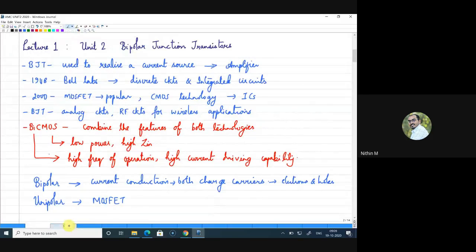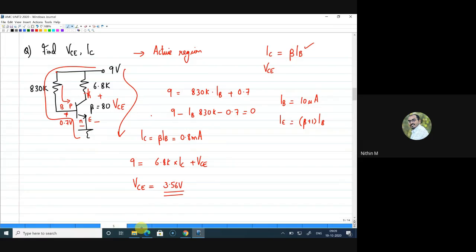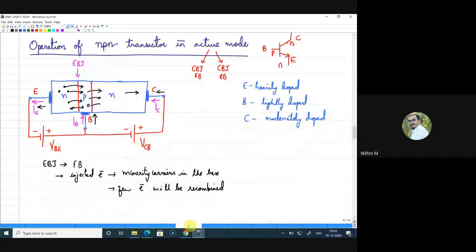We just looked at the history. Then we came to the device structure and understood the 4 different ways I can bias a BJT. And followed by, we looked at DC numericals. And then in yesterday's class, we understood the operation of the transistor.